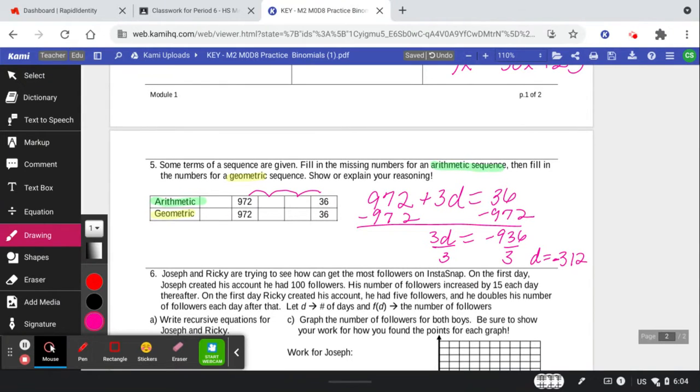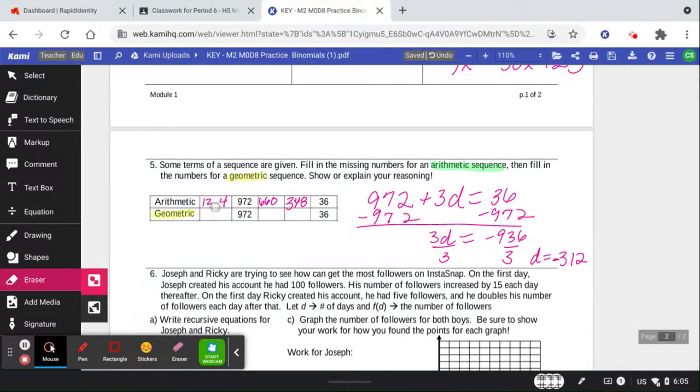So let's go fill in those blanks. 972 minus 312, that's going to give me 660. 660 minus 312, that's going to give me 348. 348 minus 312, that gives me 36. So I just checked that. Now I need to go one in the other direction. So I'm going to go 972 plus 312 to go the other direction, and I get 1284. All right, that's for the arithmetic.